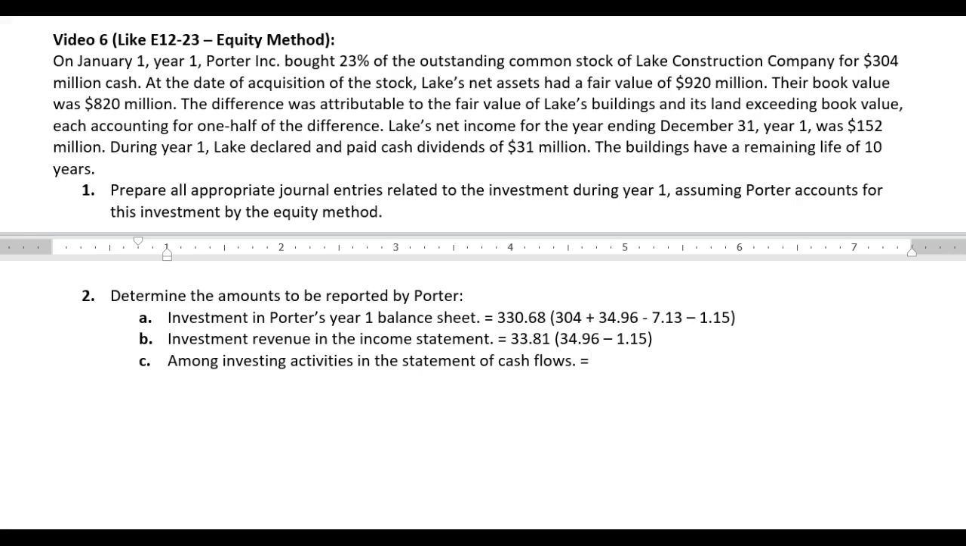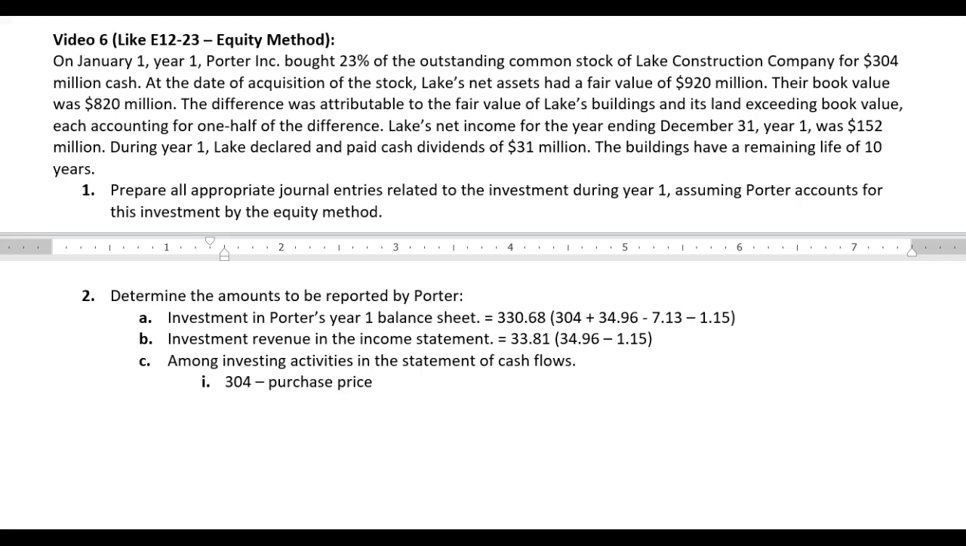And then last, among investing activities in the statement of cash flow. So in other words, how would this show up in the statement of cash flow? And it would really be simply 304, and that is the purchase price. Remember, statement of cash flow only cares about the cash events. So the investing activity would show the purchase price.